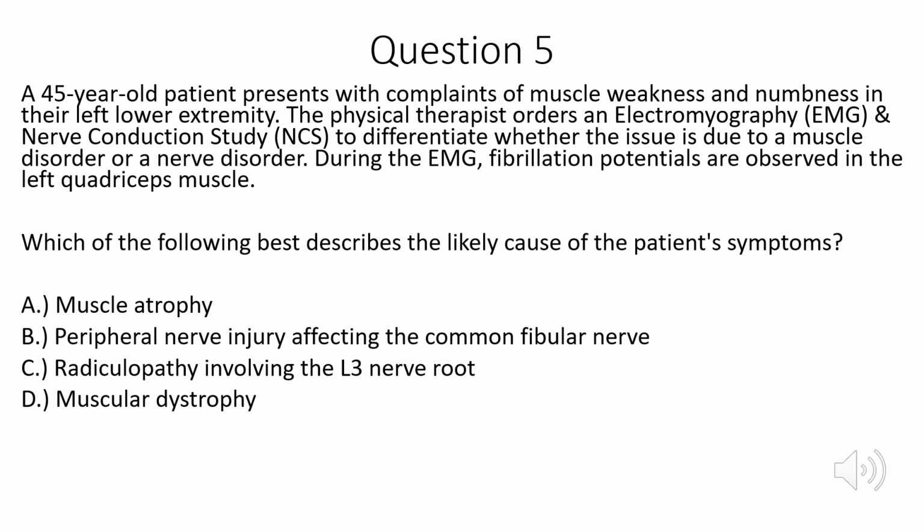A 45-year-old patient presents with complaints of muscle weakness and numbness in their left lower extremity. The physical therapist orders an electromyograph and a nerve conduction study to differentiate whether the issue is due to a muscle disorder or a nerve disorder. During the EMG, fibrillation potentials are observed in the left quadricep. Which of the following best describes the likely cause of the patient's symptoms? A. Muscle atrophy. B. Peripheral nerve injury affecting the common fibular nerve. C. Radiculopathy involving the L3 nerve root. Or D. Muscular dystrophy.